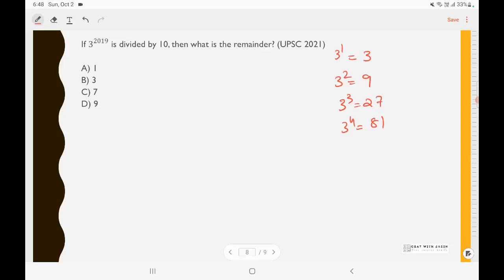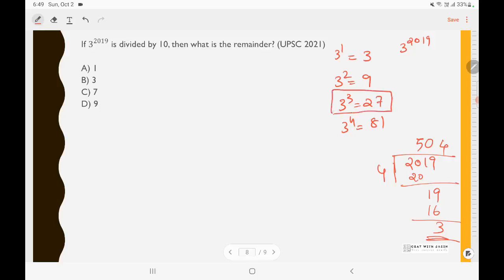Okay, so we need to first find out what is the unit digit of 3 raised to 2019. For that we need to divide 2019 by 4. Okay, so 5 4s are 20. You will get 1 here, then 0, 9, then 4 4s are 16. You will get 3 as remainder. Okay, so since 3 is the remainder, the unit digit of 3 raised to 2019 will be the same as the unit digit of 3 raised to 3. So the unit digit of 3 raised to 2019 is 7.